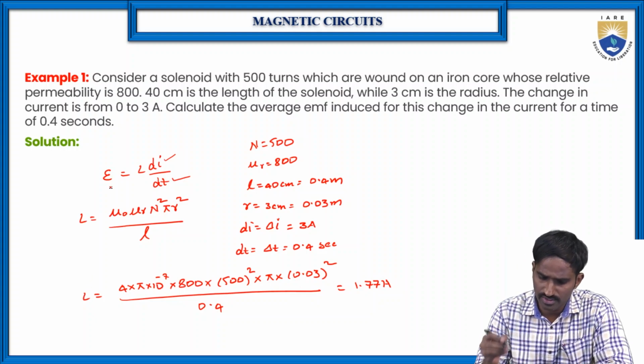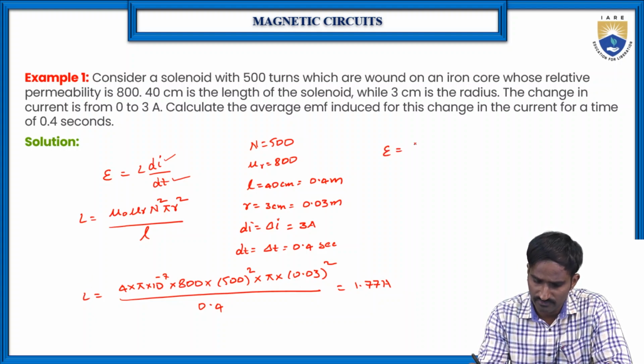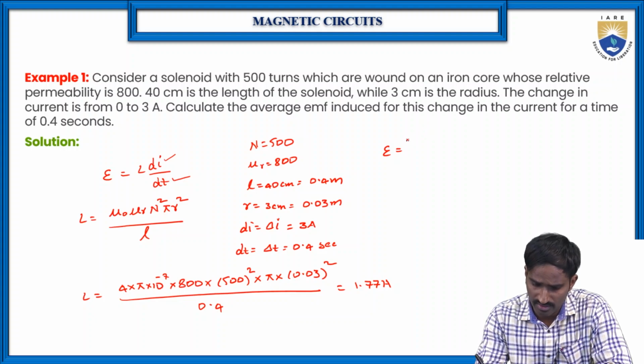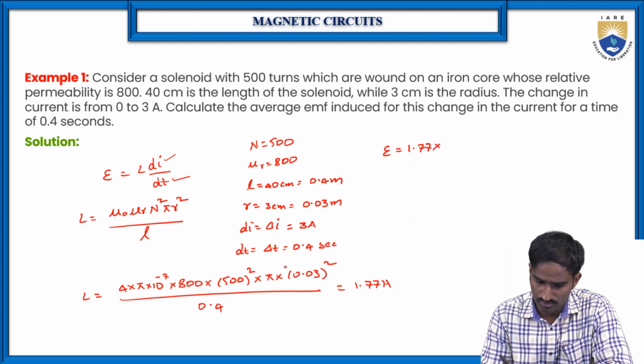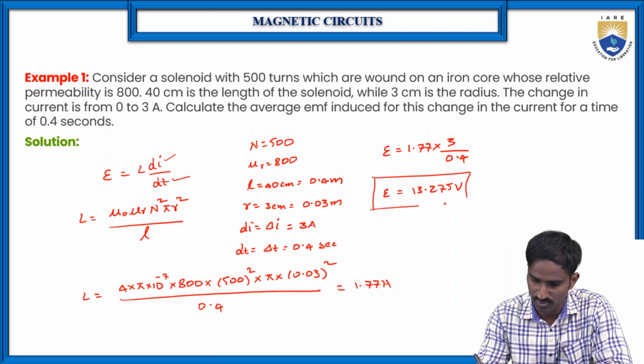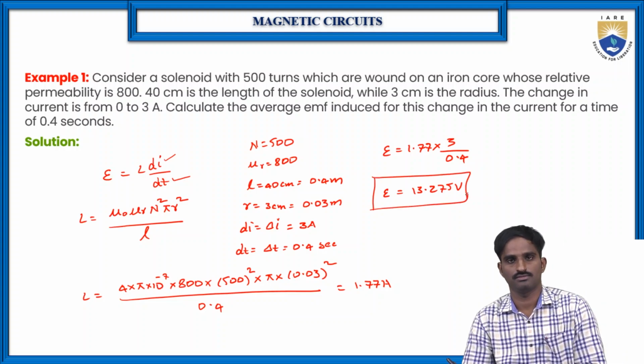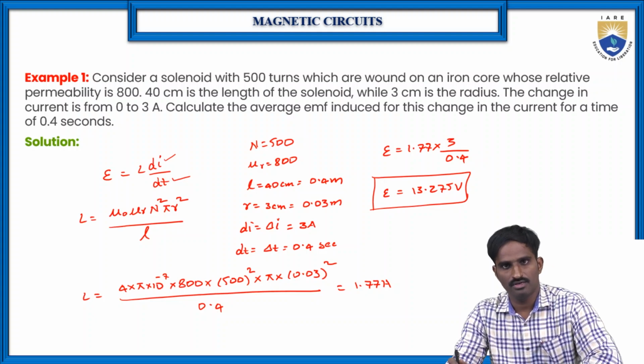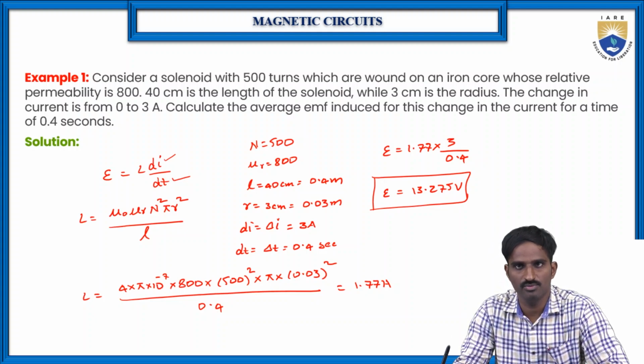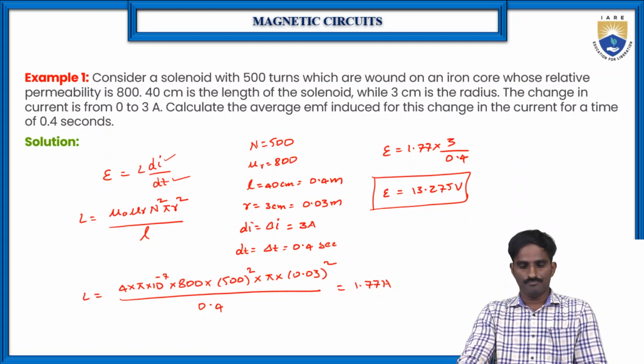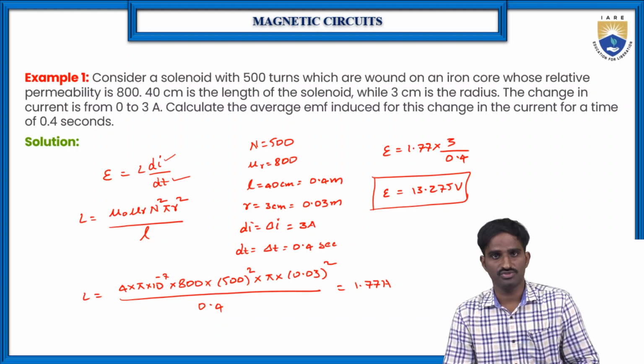Then substitute this L value here. The average EMF induced in that particular coil is equal to 1.77 into di, which is 3, divided by dt, which is 0.4 seconds. Then you will get 13.275 volts, which is the average EMF induced in that particular coil. So this is how we can find the average EMF induced in that particular coil. Right. So this is all about the concept of self-inductance and mutual inductance.